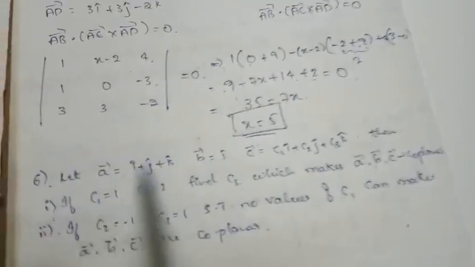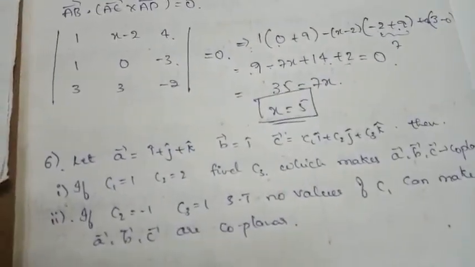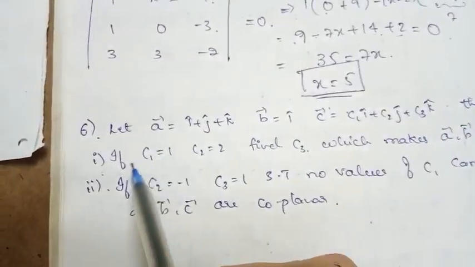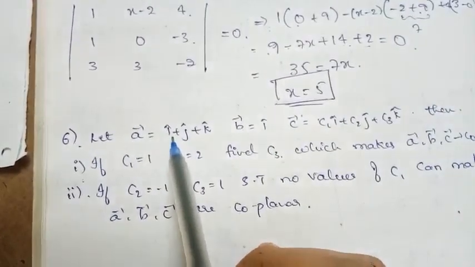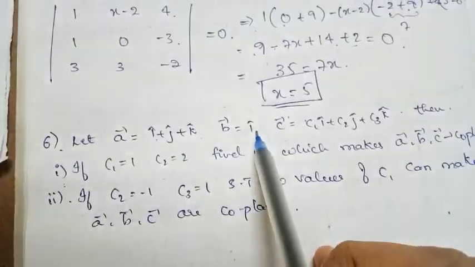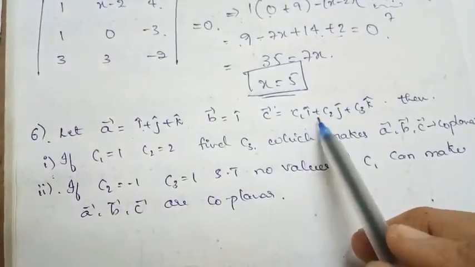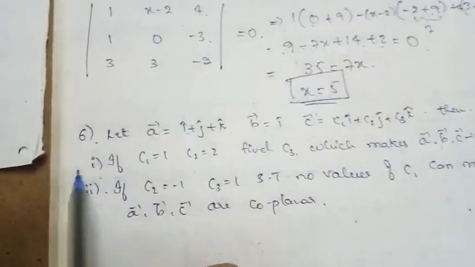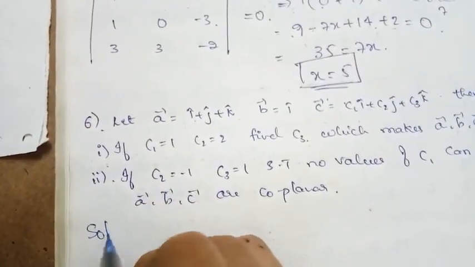So the next question, they have given you three vectors, vector A, vector B, vector C. In the first one, vector A is equal to i cap, j cap, k cap, vector B is equal to i cap, and vector C is equal to C1 i cap, C2 j cap, and C3 k cap. So in that, first thing, let us solve one by one.